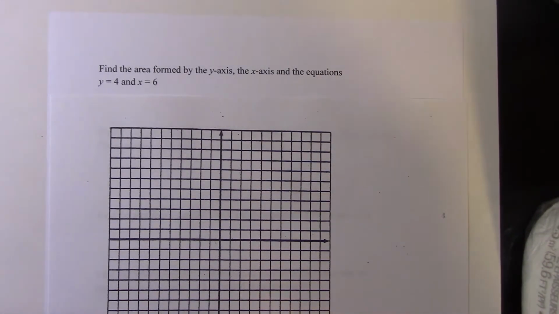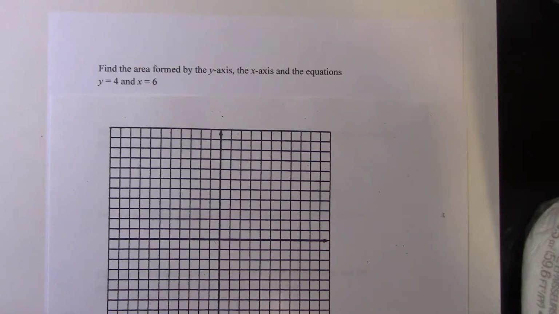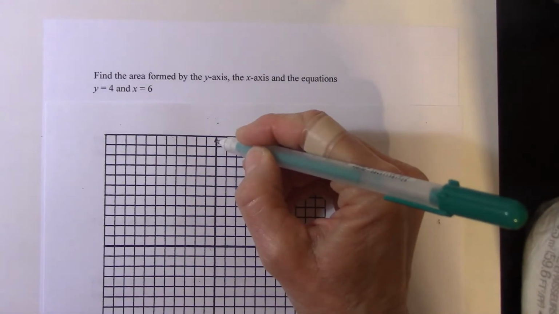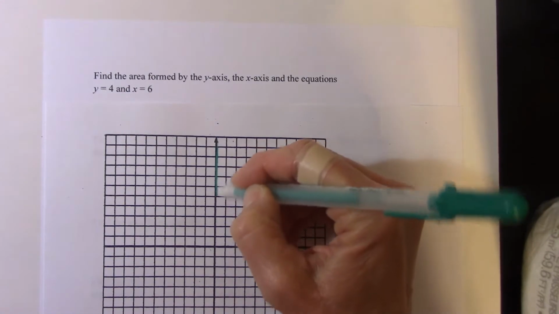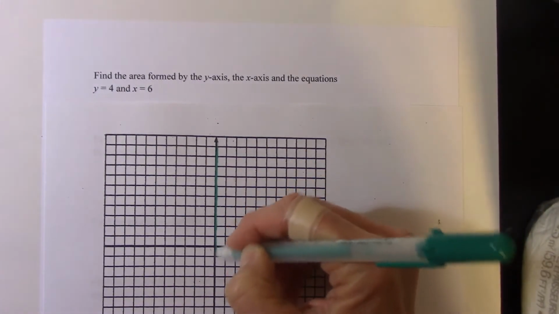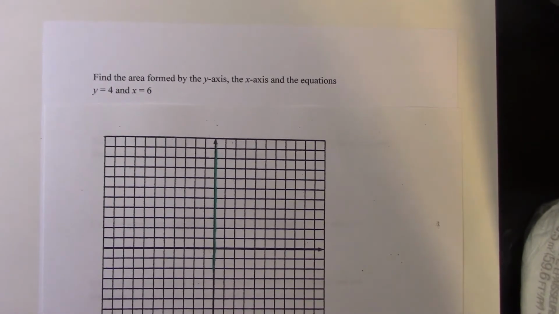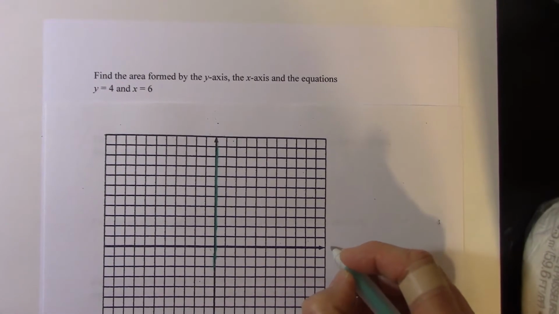Okay, in this question it asks us to find the area formed by the y-axis, the x-axis, and the equations y equals 4 and x equals 6. And it sounds very much like a calculus problem, but this can easily be done at the middle school level. So we're going to graph this, and our y-axis is right here. Here's our y-axis. Our x-axis is right here.